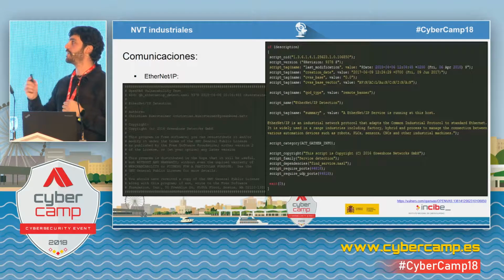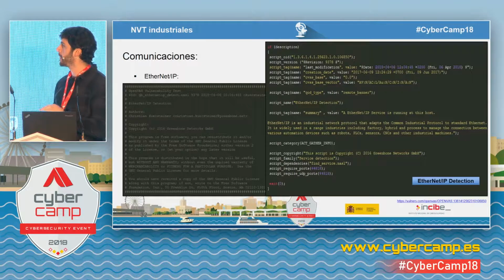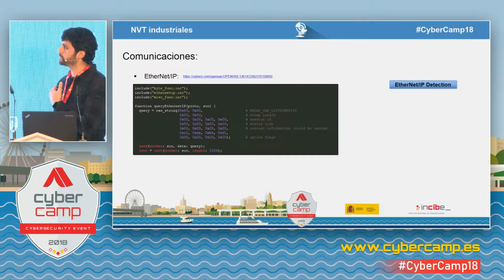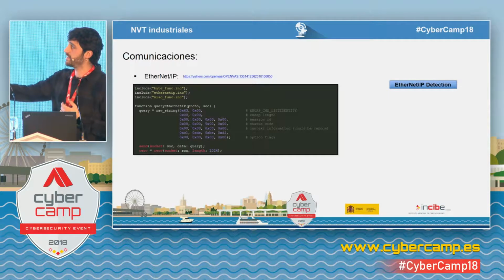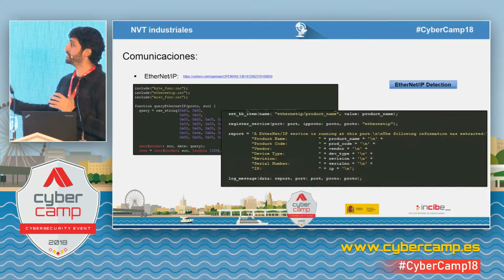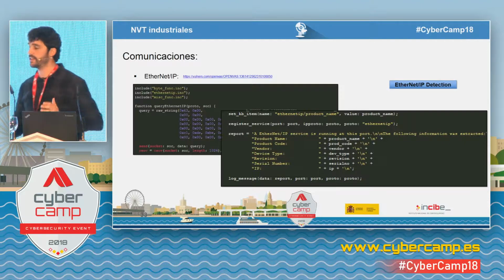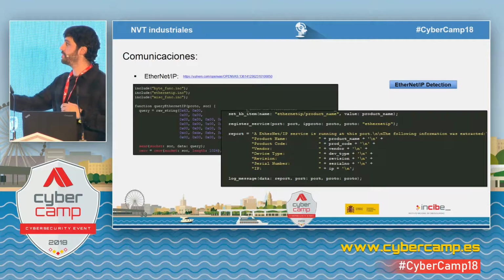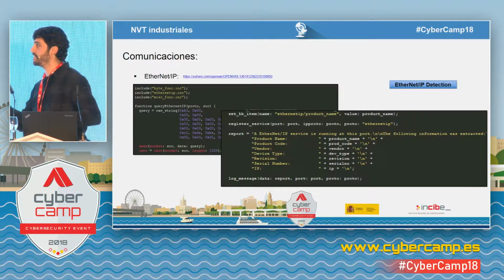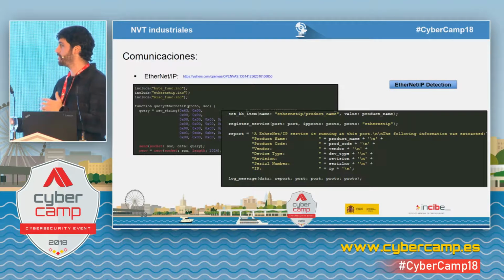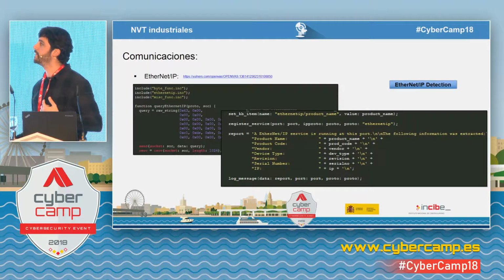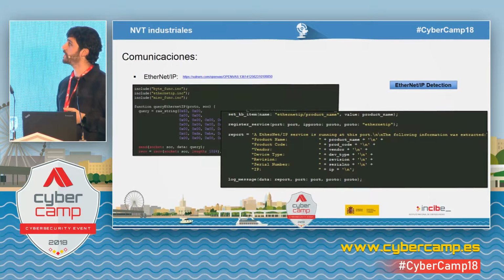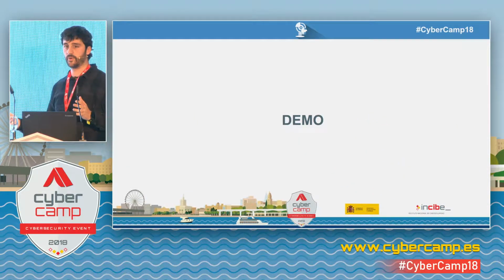Now, communications. There are also INVenTs for communications. This is the detection of Ethernet, and these are the threads that you may send. Well, I don't have to go through all of it. So we have the section of the product, the code of the product, manufacturer, type of device, the revisions. So we get information this time through Ethernet protocol.